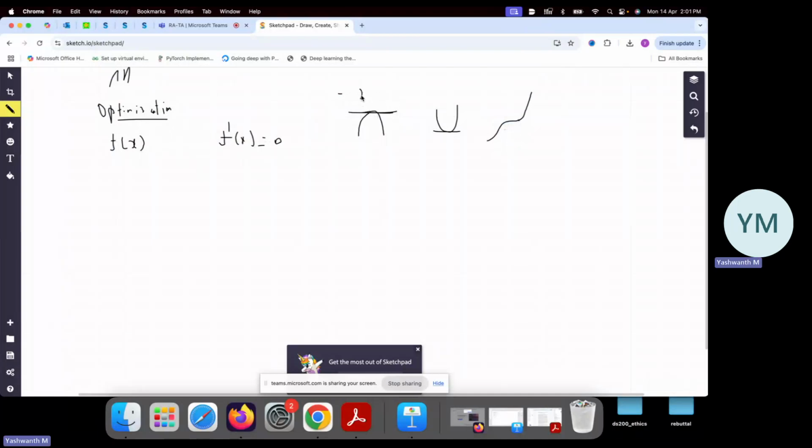This is an example of minus x squared. This is an example of x squared. This is an example of x cubed. For each of these, f prime of x is 0, but here we attain a maximum. Here we attain a minimum. Here it's not a maximum or minimum because in one direction the function increases and in the other direction the function decreases.